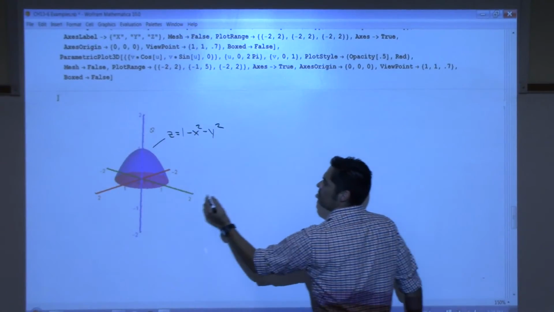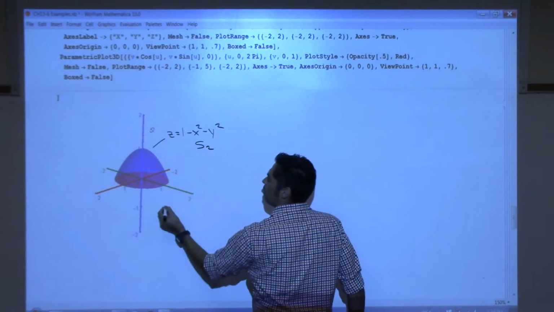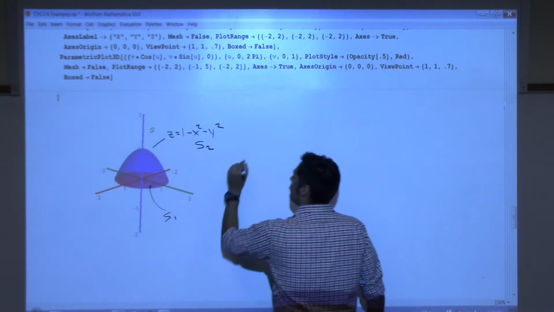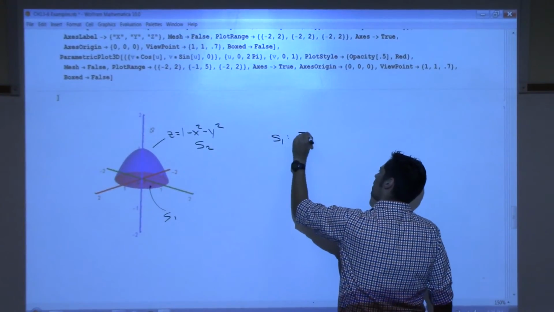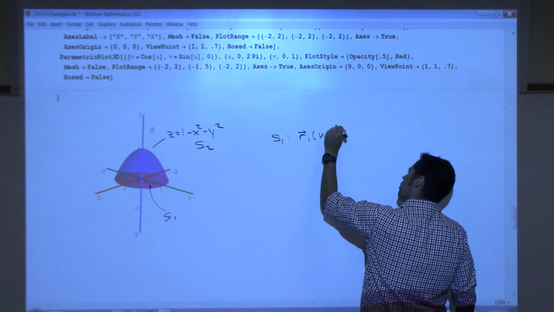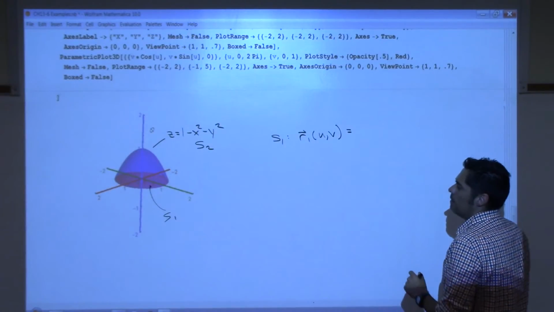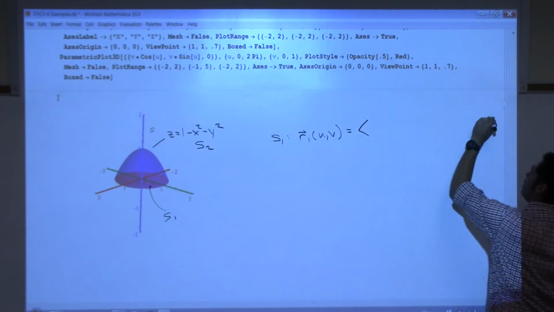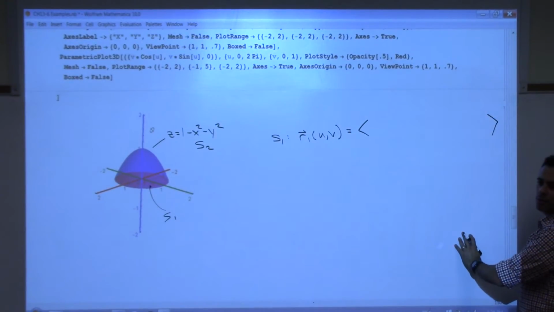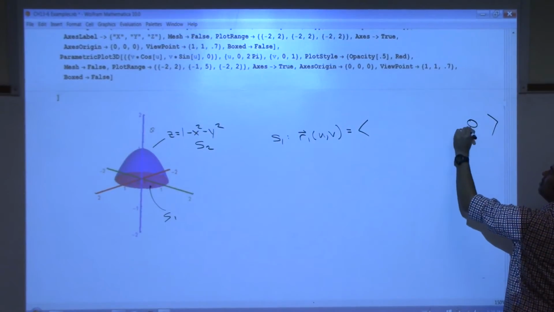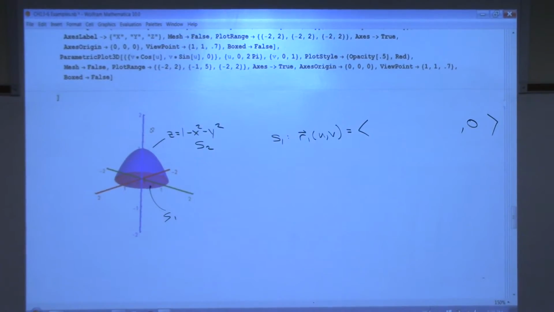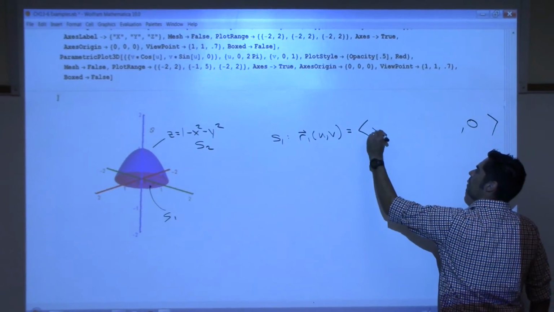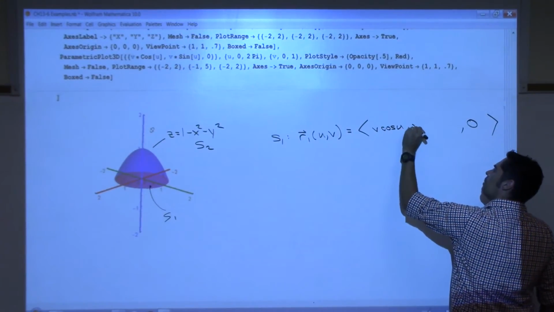Okay, so why don't we call this one S2? The one on the bottom there, we'll call it S1. S1 will be the vector function. What for sure here? 0, 0, okay, because it's on the ground. And then the other part, it's a disk, which is a bunch of different circles with different radii. So v cosine u, v sine u.